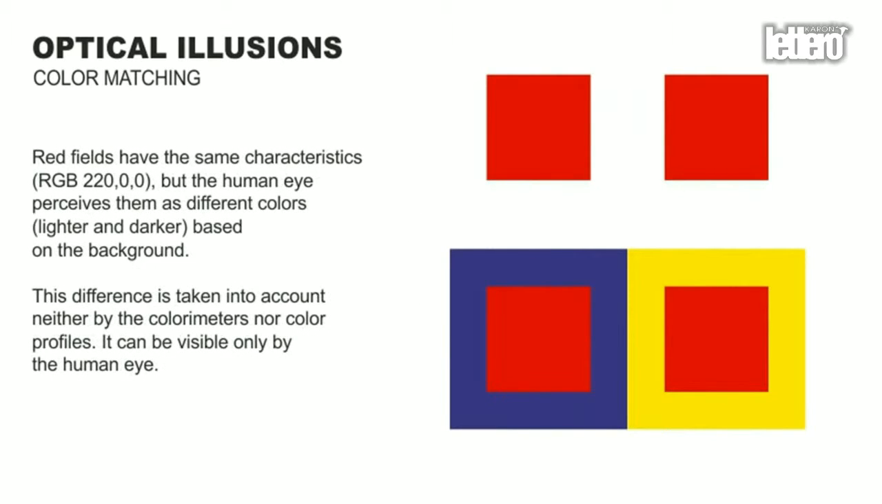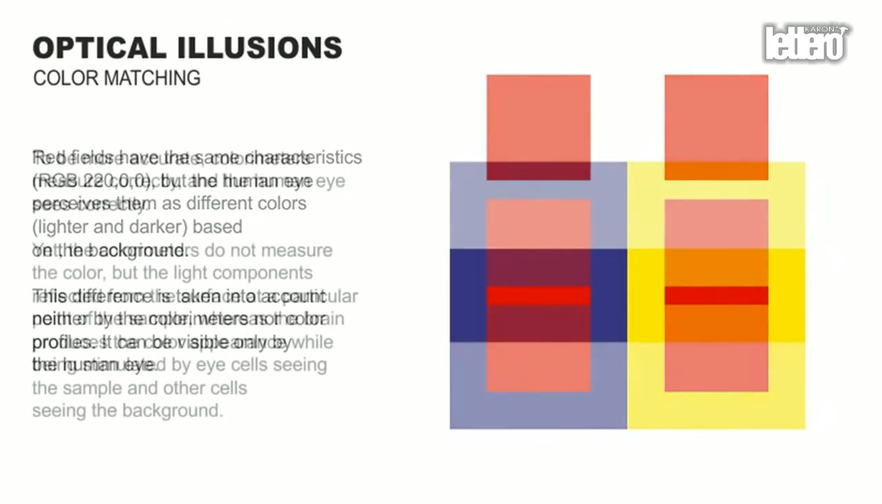Red fields have identical parameters, RGB 220 0 0, but the human eye sees them as different colours, lighter and darker, depending on the background. This difference is not accounted for by either meters or colour profiles. It can be seen only by the human eye.